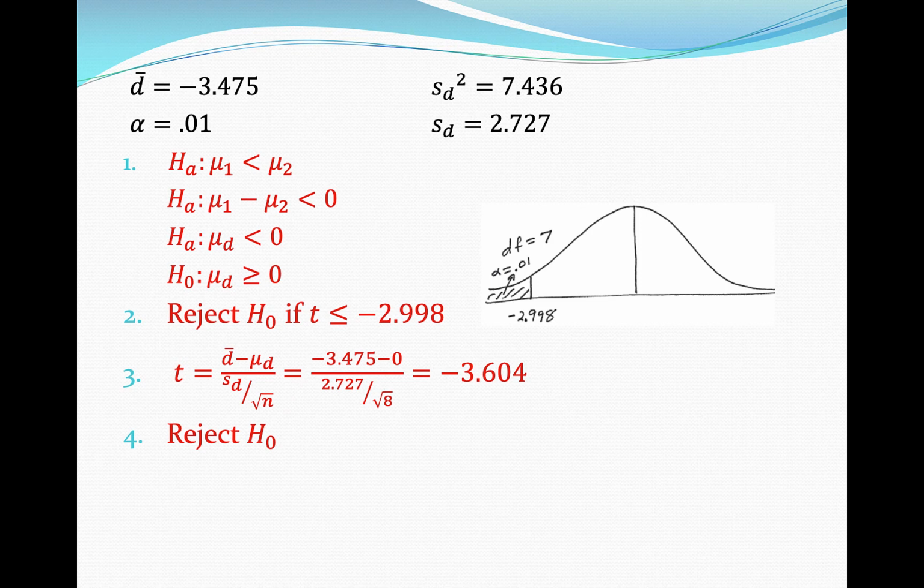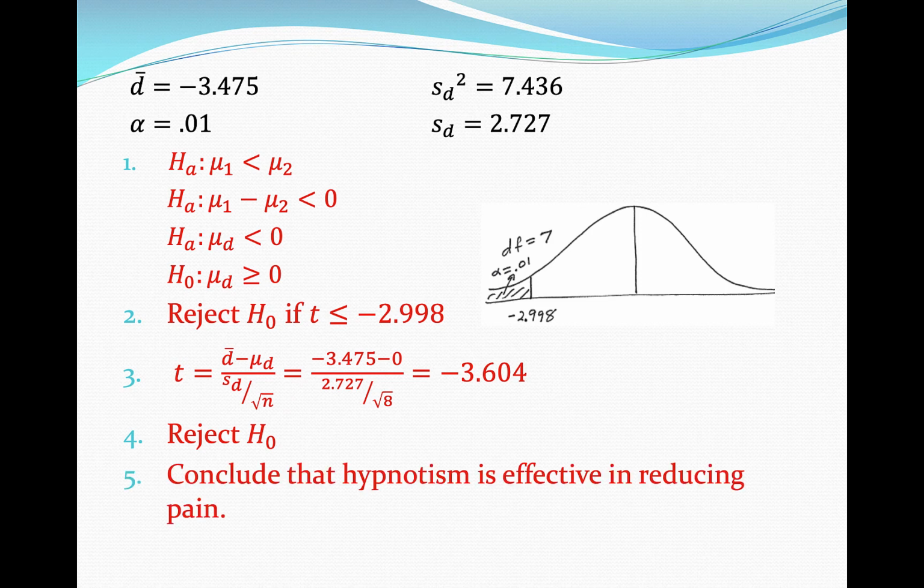So I hope you see that these steps are exactly what we did before. It's really just using the new formulas and dealing with the fact that we have two samples. That means we can make our conclusion. And since we're able to reject H naught and say it's false, that means we can conclude that HA is true. And that means we can conclude that hypnotism is effective in reducing pain based on our measurements here. So that's how you do a hypothesis test for dependent samples.